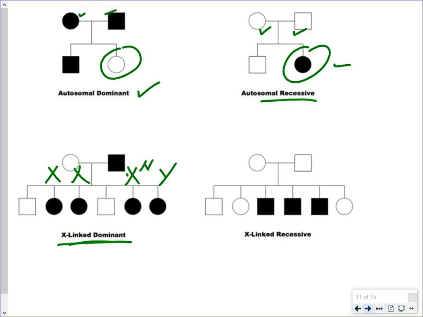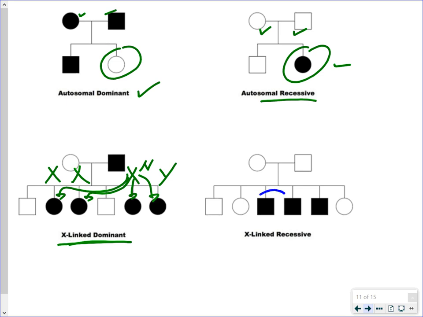So all of the daughters are going to get an X chromosome from mom, but they're also going to get this one from dad. So if the dad shows it and it is our X-linked dominant, then all of the daughters will have it. And the last one, several examples of these X-linked recessive.